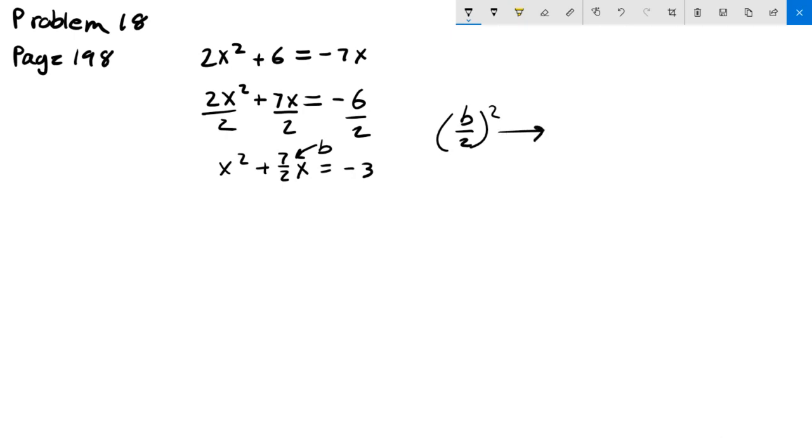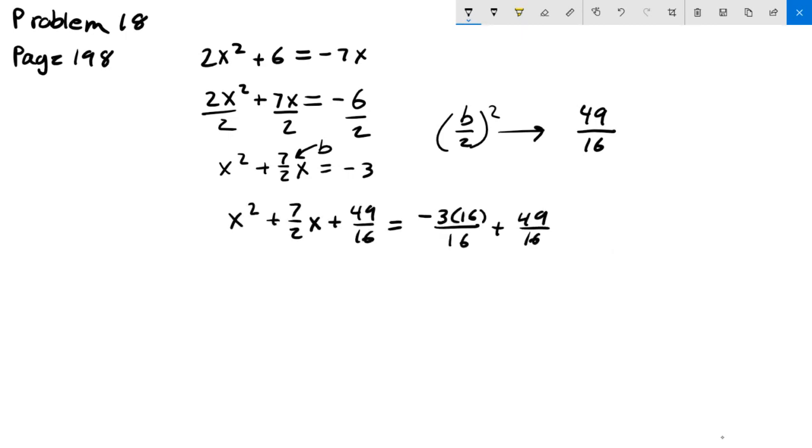So this ends up becoming 49 over 16. So now we add this to both sides and then get like denominators. All right, I already did the math for this. This simplifies out to 1 over 16. And then this term, because we completed the square, simplifies to 7 over 4, which is the thing that's being squared in here, b over 2. b over 2 is equal to 7 over 4, or it's the same thing as dividing this term by 2.